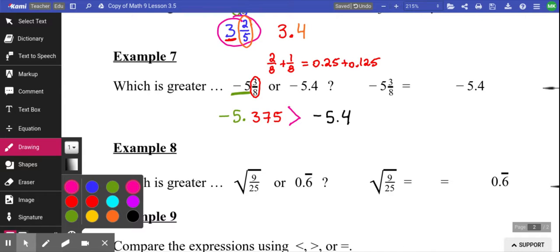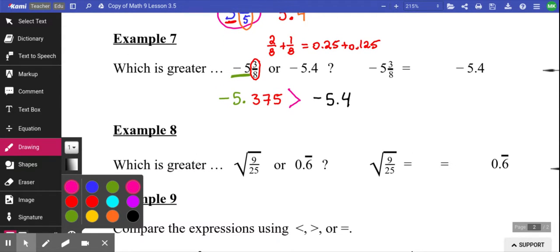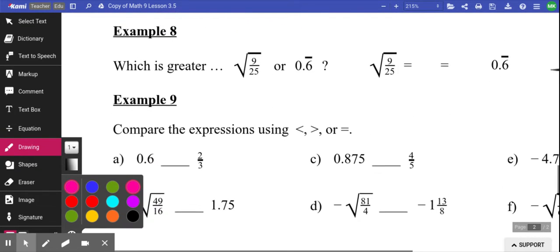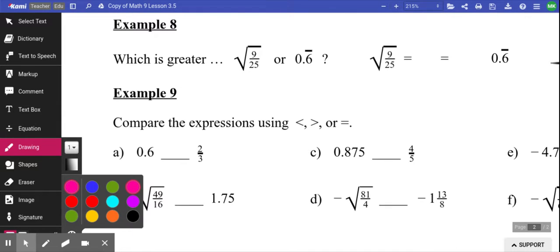Oh, example 8? Example 8 is tricky. So, we talked about square roots a little bit. Not in a long time, hey? Beginning of the year. Square roots. This symbol right here. Does anyone remember what that symbol means?